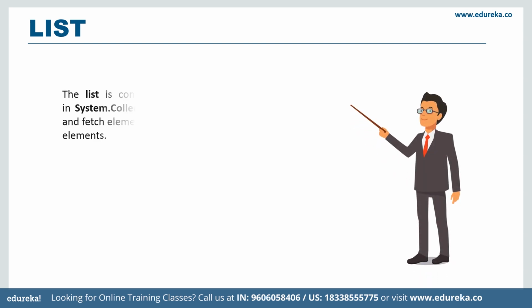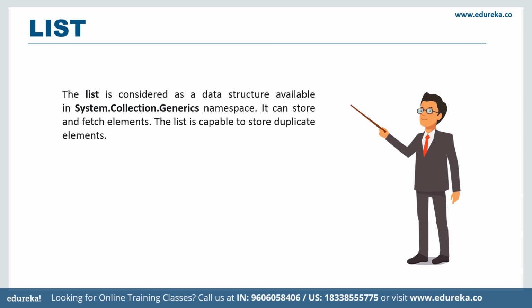The list is considered a data structure available in the system.collections.generic namespace. It can store and fetch elements. The list is capable of storing duplicate elements as well. Now, let us try to execute a sample program to understand list in a much better way.